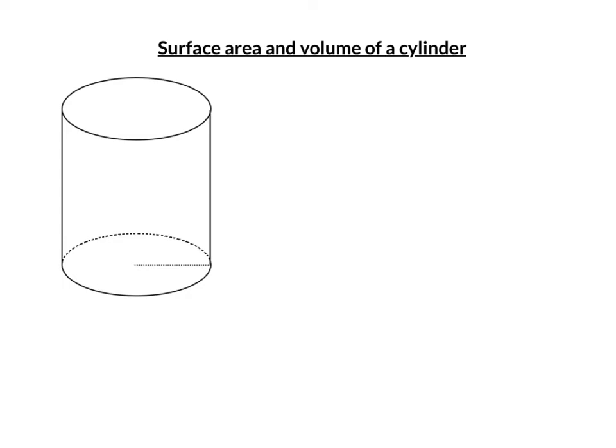Surface area and volume of a cylinder. Let's look at the surface area first. So if I take the lateral area, the up and down area, and I unroll it, think of a soup label. If you ever taken the soup label off of a can, what you get is a rectangle.